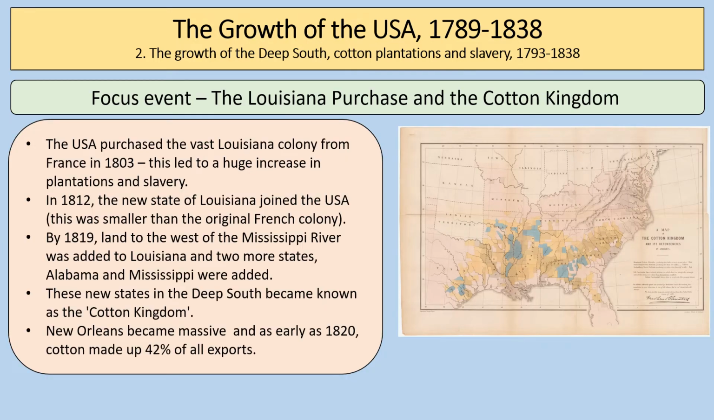So just another focus event, we've already talked about this a little bit, but the Louisiana Purchase that we looked at in the growth of the USA was a really important event, and it led to a concept that we call the Cotton Kingdom. So the USA purchased the vast Louisiana colony from France in 1803. In 1812, the new state of Louisiana joined the USA, which was actually, interestingly, smaller than the original French colony itself. By 1819, land to the west of the Mississippi River was added to Louisiana, and 2 more states, Alabama and Mississippi, were added. These new states in the Deep South became known as the Cotton Kingdom. New Orleans became massive, and as we've seen, as early as 1820, cotton made up 42% of all exports.